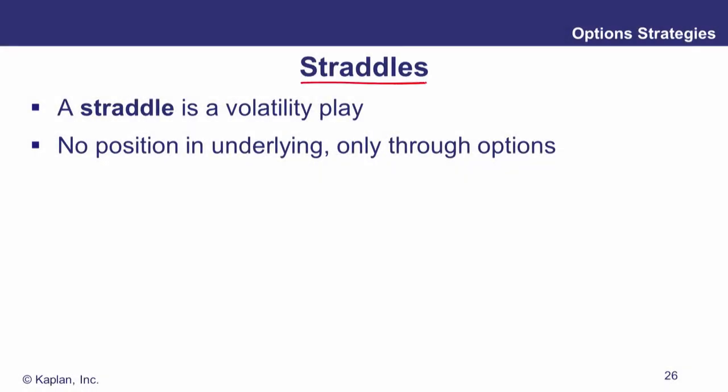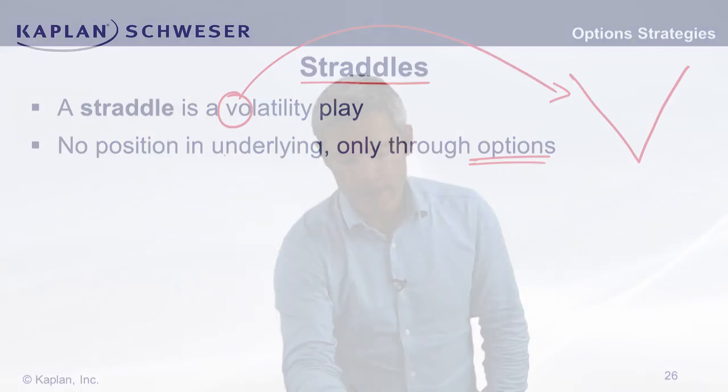Now a straddle is an option strategy which is a volatility play. And that V for volatility is a very useful thing to remember because it does actually give you your net payoff from this strategy. What you're going to do here, you're going to use options exclusively. You're not going to have any position in S, the spot underlying asset. You're going to use options exclusively.